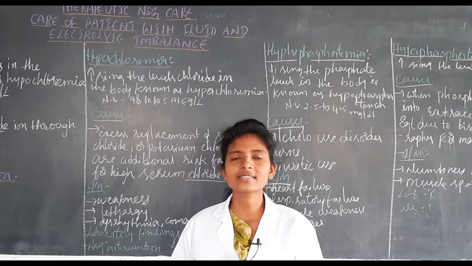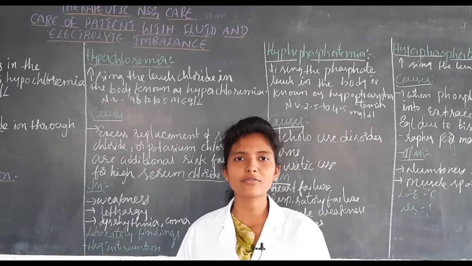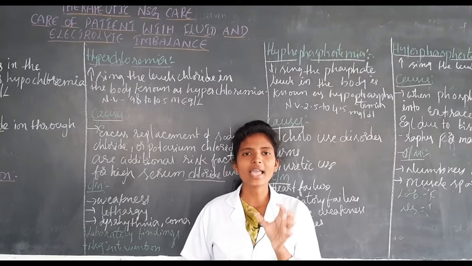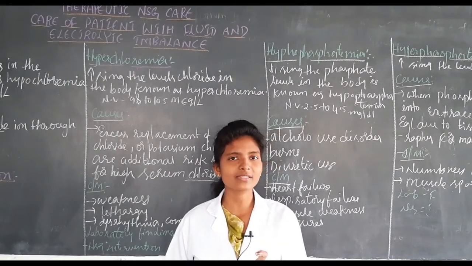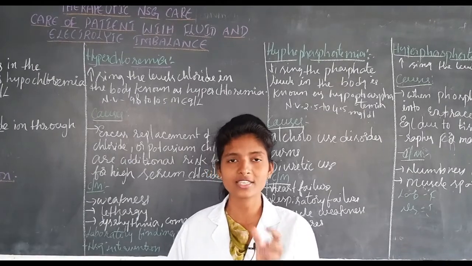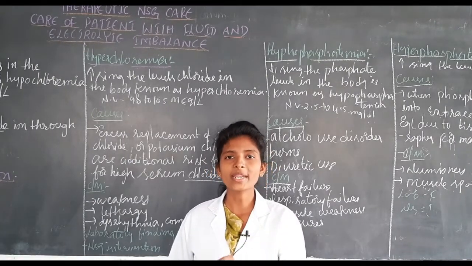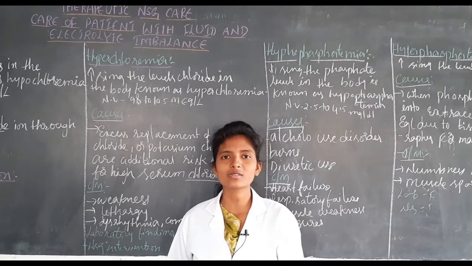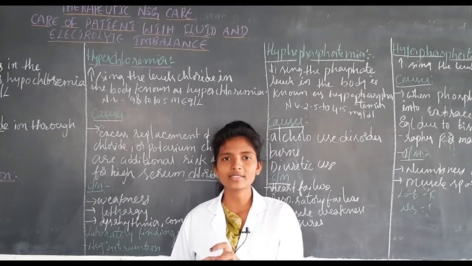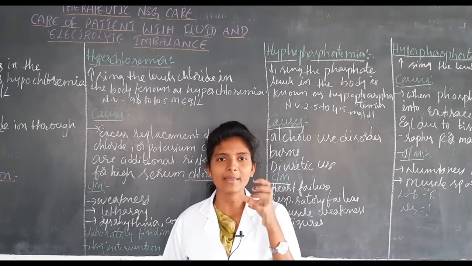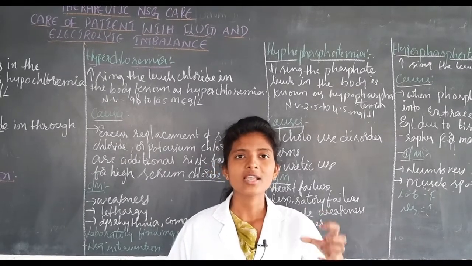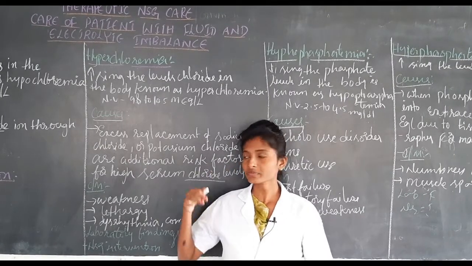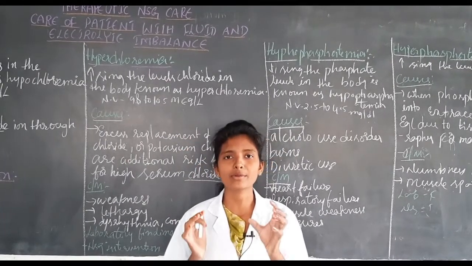And next thing is, as a nurse, she has to monitor the vitals of the patient. Most of the time, in patients with electrolyte imbalance there are changes in vitals. To identify those, the nurse has to monitor BP, temperature, pulse, respiration and oxygen when the patient is having hyperchloremia.